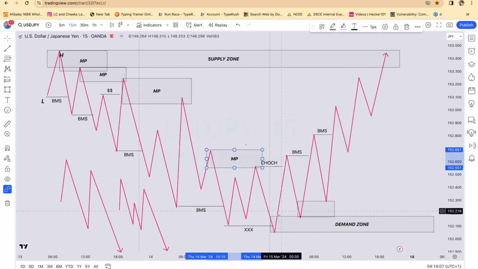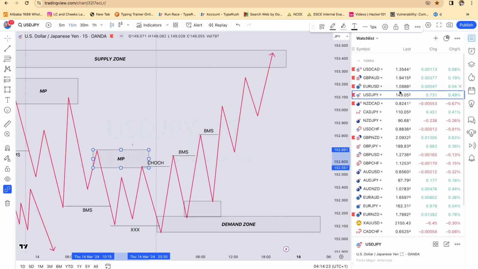And now when price changes bars, leaving us with a change of character here, you can see break of market structure, where price took out liquidity, demand zone, and then a continuous order flow. So come on, let me show you how I pick this entry on NZDCAD.